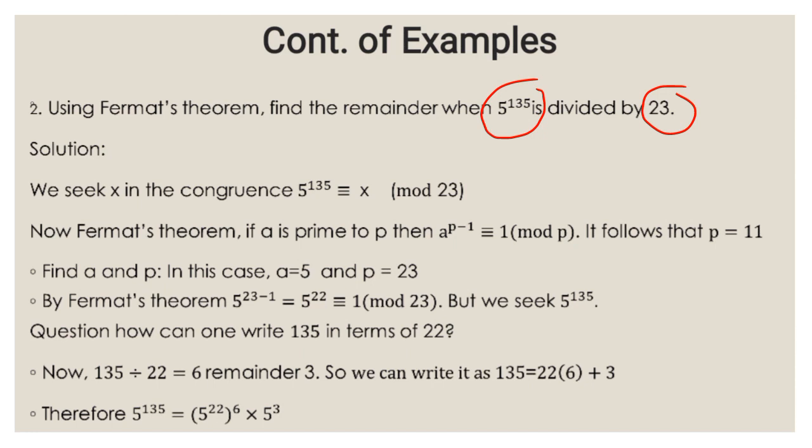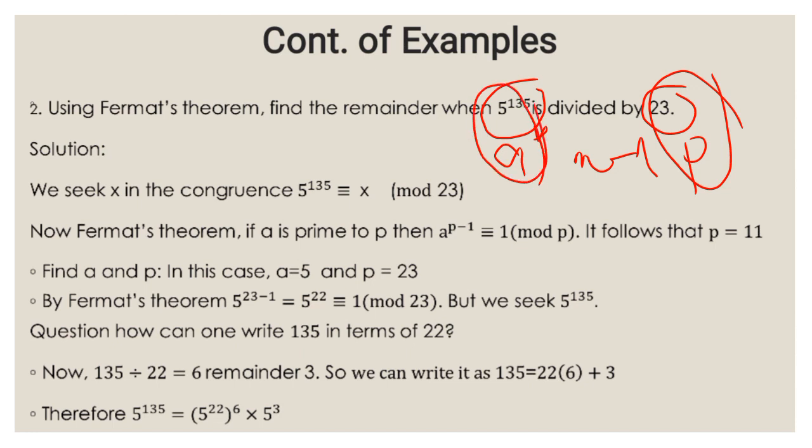So what do you think are A and P? This is A raised to the power P modulo P. Clearly P is 23 and our A is 5. And you can see that both of them are prime to each other, 5 and 23. There's no common divisor but 1. So they are coprime. Okay, and we know Fermat's little theorem.